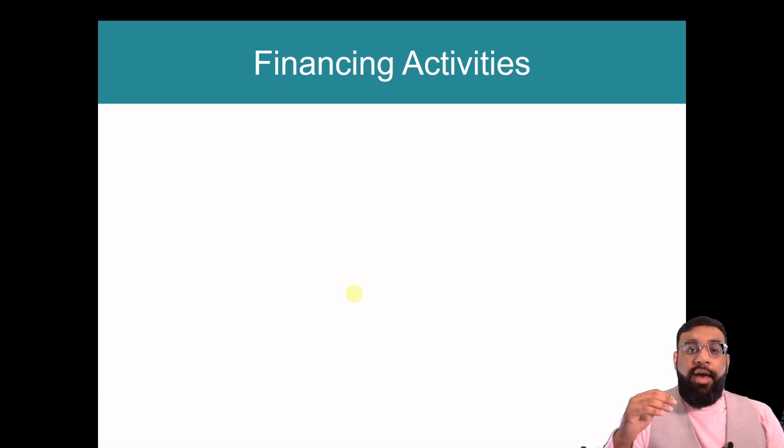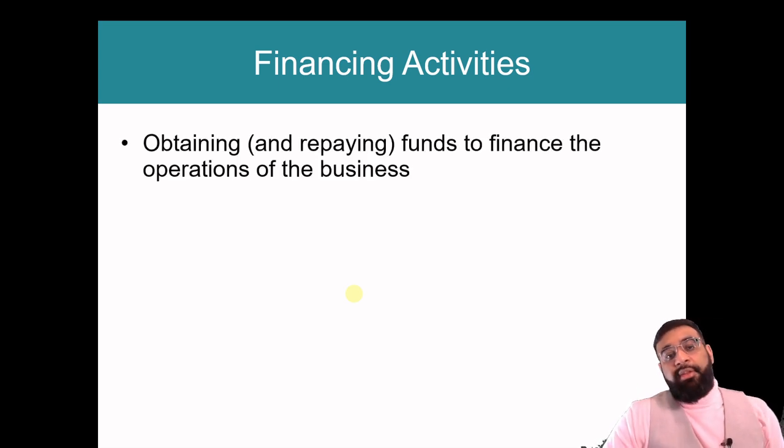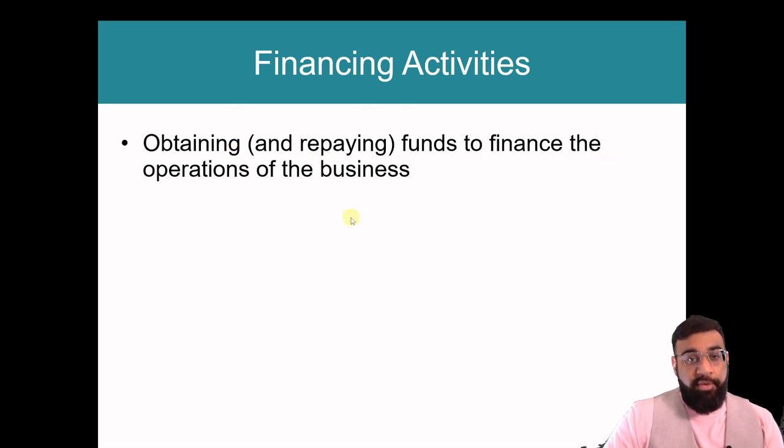And then we have financing activities. So financing activities is, remember, there's two ways a business could finance its operation. There's debt financing and there's equity financing. Debt financing is we go to the bank, we take out a loan, or equity financing is we issue shares to the public. And remember, under equity financing, we also have the payment of dividends. Very key. So financing activities includes obtaining and repaying funds to finance operations of the business.